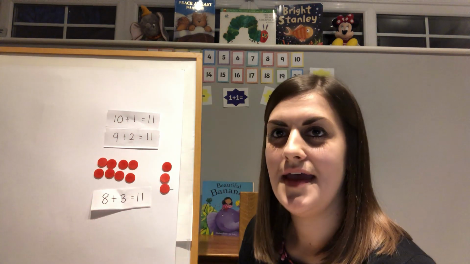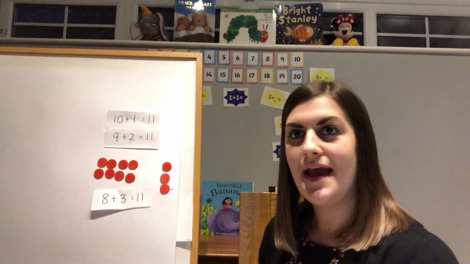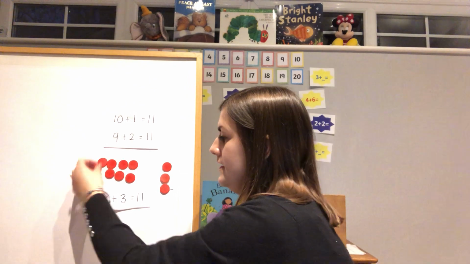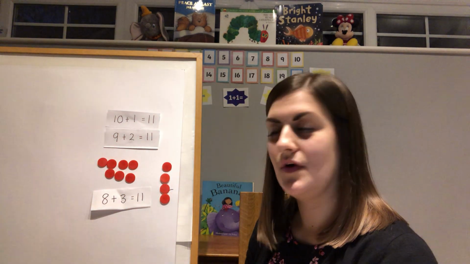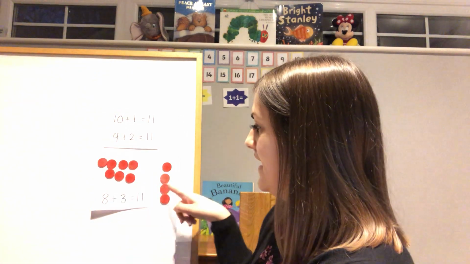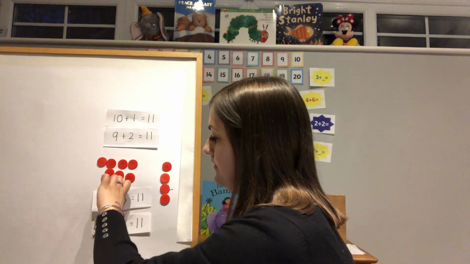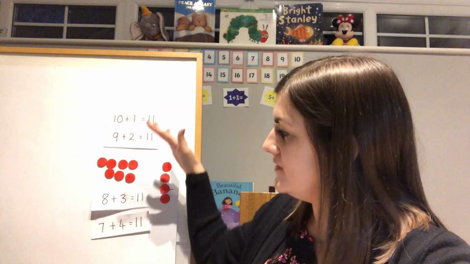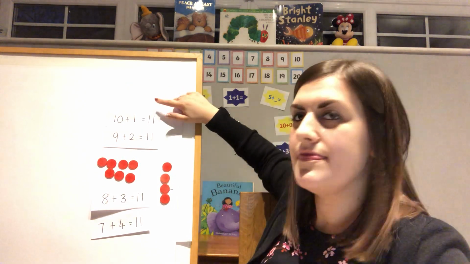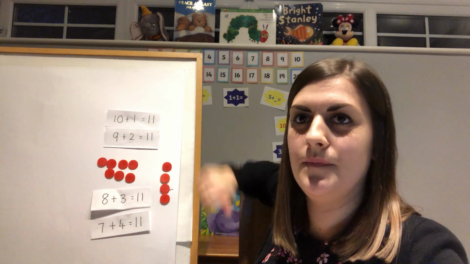Well done. Now again, you could do the same again. So take away 1 from here. And this time we've got 7 and 4. Now I'd like you to keep going through that pattern and make sure you've found all the addition facts to make up 11. But don't forget, there's one that should go up here too. What do you think that might be?